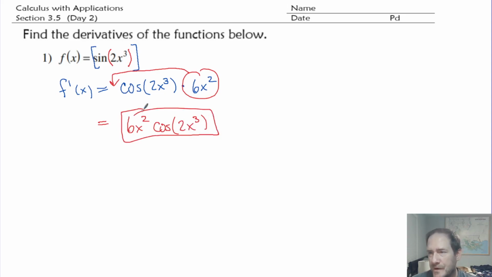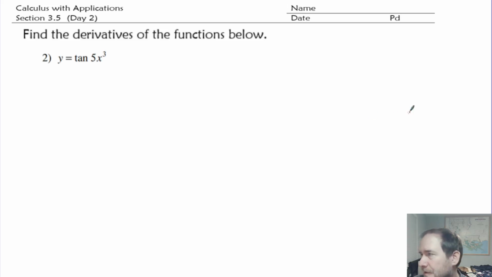But that's it. Number 1 is pretty straightforward. And number 2 is pretty similar. It's almost identical because, again, I would say that the parentheses go right here. So again, we just have an outer function that is our tangent trig function. Inside is 5x cubed, which is just sort of a plain polynomial function.